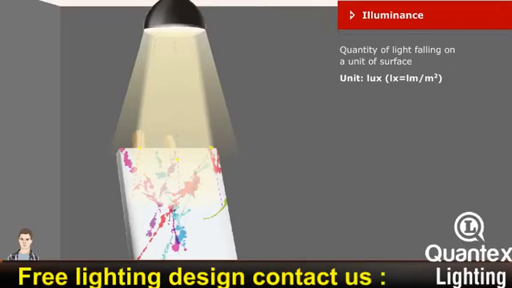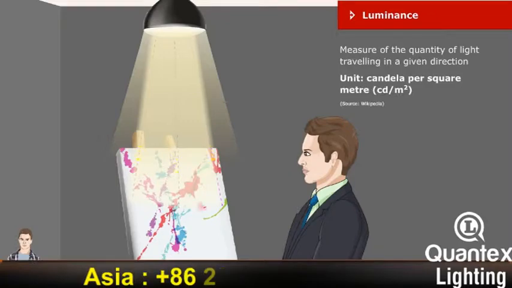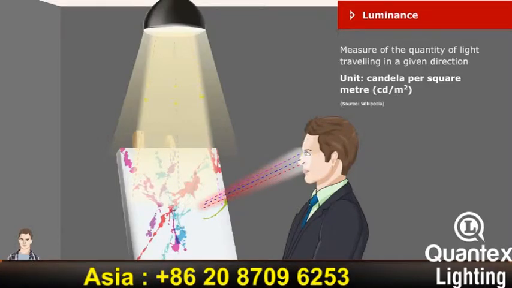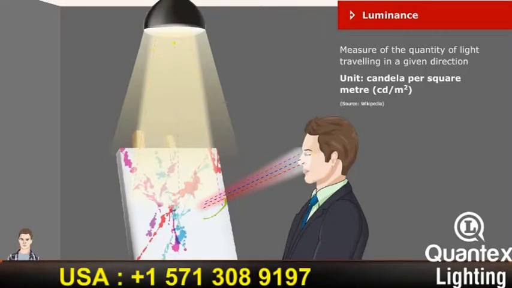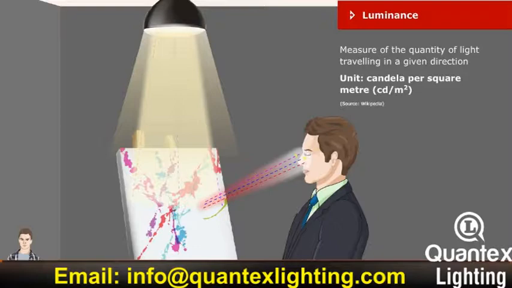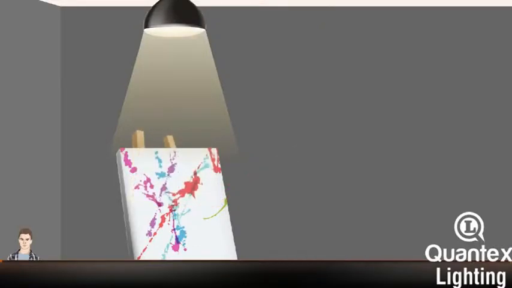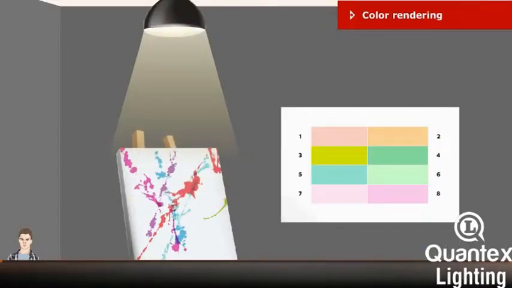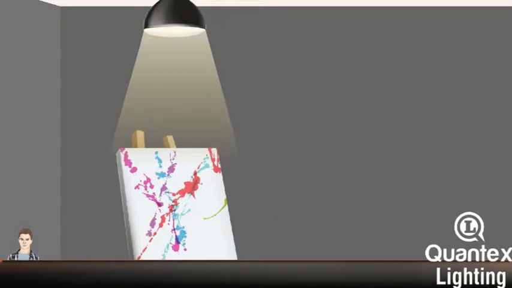The unit is lux. Luminance is a measure of the quantity of light traveling in a given direction. It describes the amount of light that passes through or is emitted from a particular area. The unit of luminance is candela per square meter. Color rendering is based on how well the 8 standard colors are reproduced by a light source compared to how they are seen in daylight. The scale of color rendering is 0 to 100.